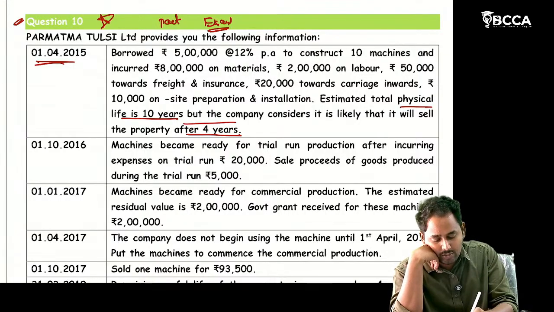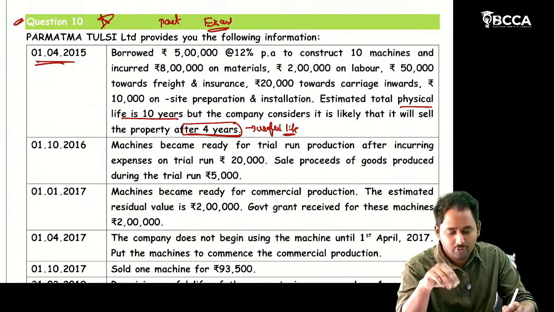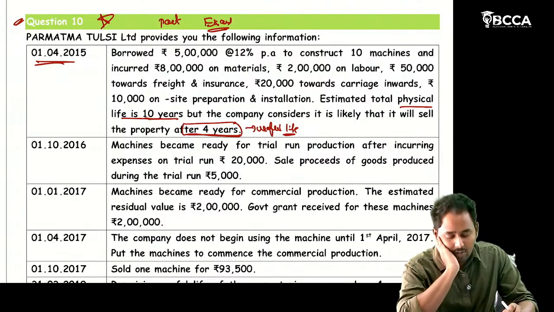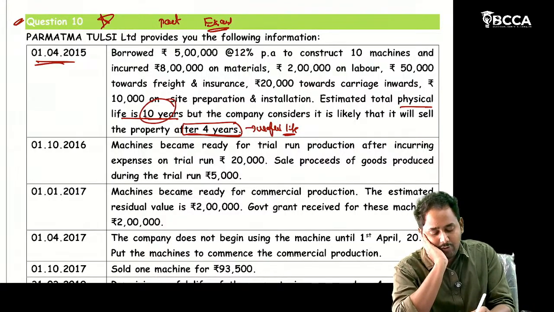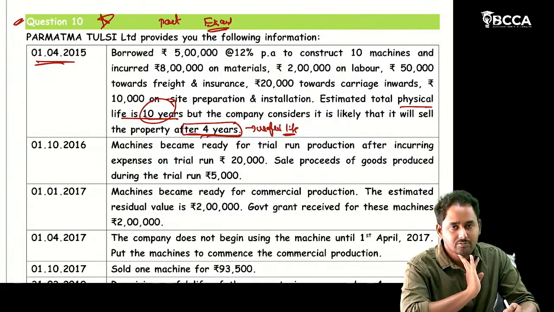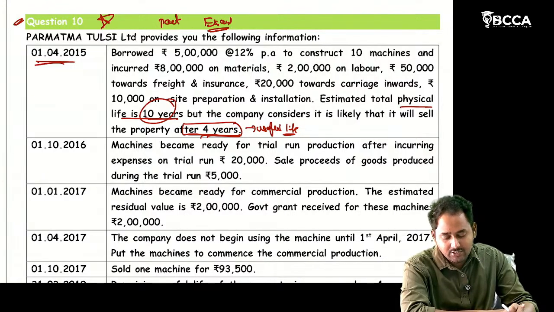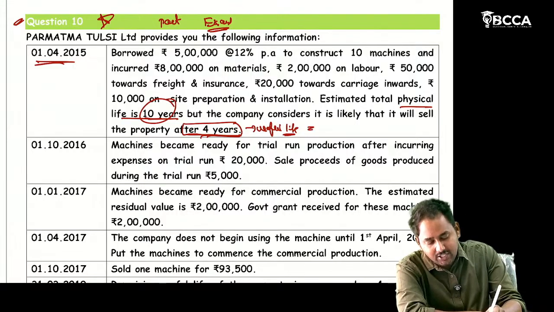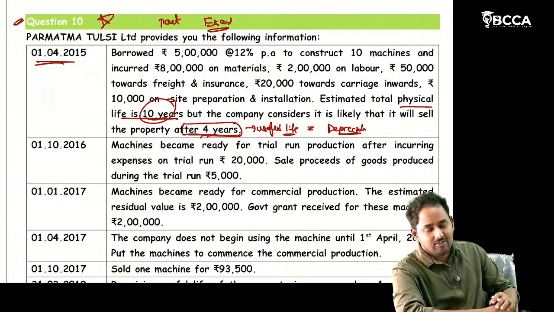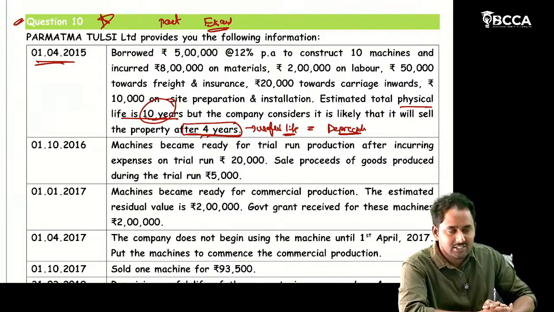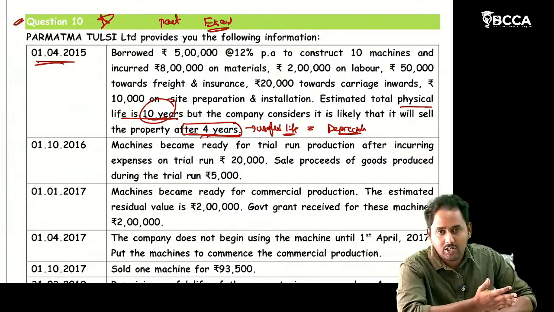after 4 years. So this is the useful life. How long are they using it in their premises? Only 4 years. But what is the physical life? 10. Can I take 10 years or 4 years for the depreciation? That is the first doubt that will arise in this question. So the 4 years should be considered for the depreciation. You should not consider the normal physical life. You should consider how long this asset is going to be used in your organization.